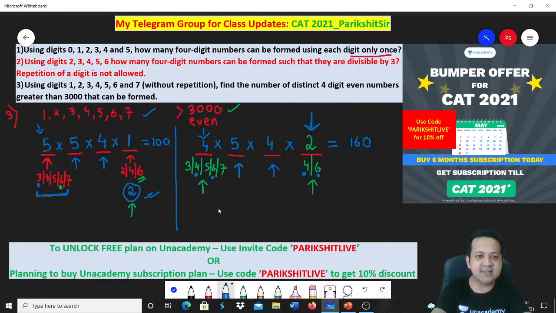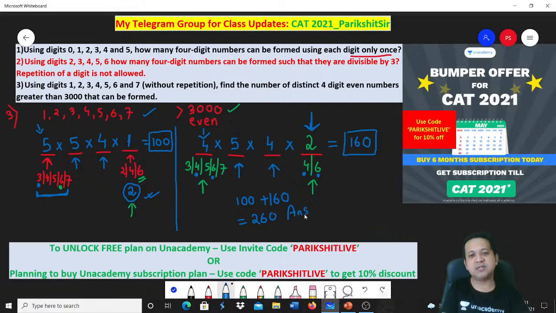So what's your final answer? Final answer is either scenario 1 or scenario 2. So 100 plus 160. Answer is 260. Beautiful question which will help you clarify your concepts.